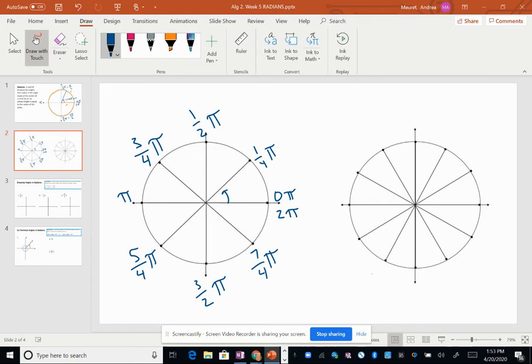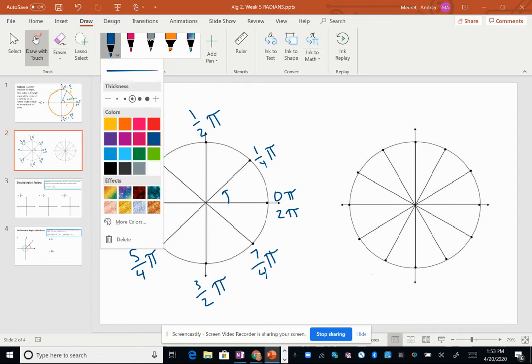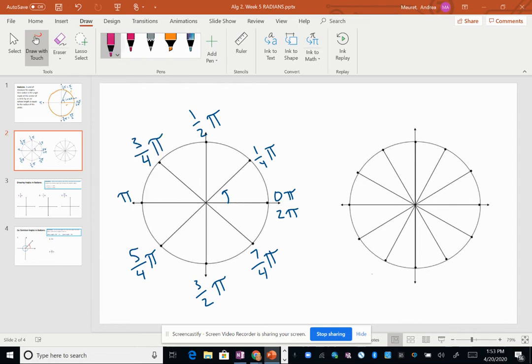So for this, let's just take 7/4 of pi, for example. The fact that I've labeled that 7/4 of pi means if we start here at 0 and travel all the way through to here, then that angle, that space we went through, is equal to 7/4 of pi. Okay, moving on to the last circle here.